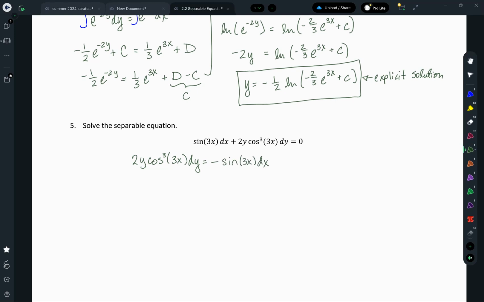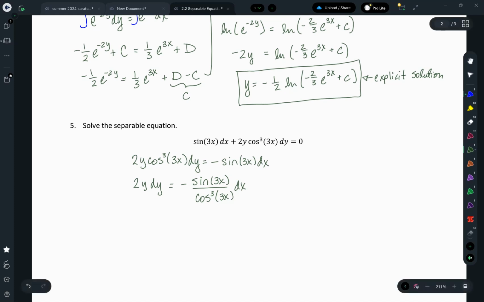Now the cosine cubed of 3x is over there with the dy. I need to divide both sides by that. So I'm going to get 2y dy is equal to a negative sine of 3x over cosine cubed of 3x and then dx. And it looks like everything is fully separated. Now, I'm looking at this sine over cosine cubed. That looks like, let's see, if I was to rewrite that, just notice this.